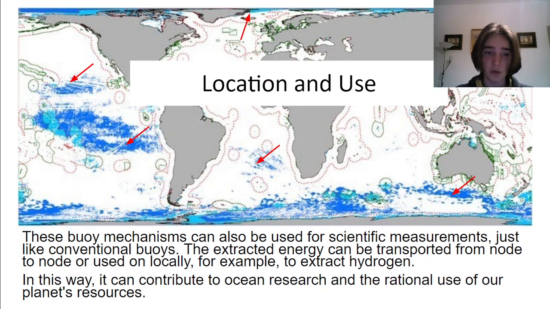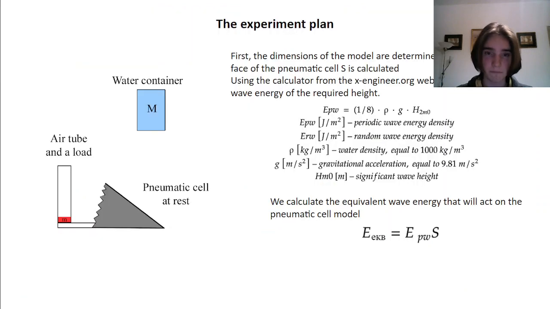Location and use. This buoy mechanism can also be used for scientific measurements, just like conventional buoys. The electric energy can be transported from node to node or used locally, for example to extract hydrogen. In this way, it can contribute to ocean research and the rational use of planet resources.